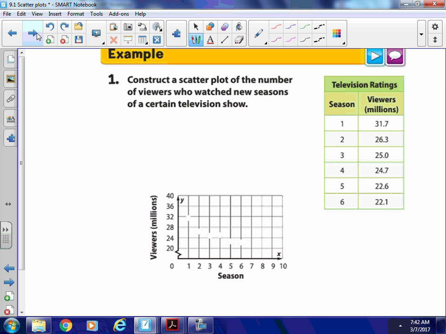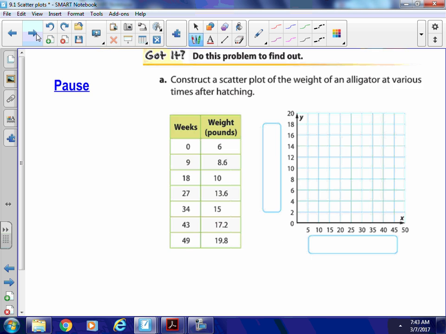Okay, so now we're supposed to graph this data. I know that season 1 had 31.7. That goes right about there, just under 32. And for season 2, 26.3. And season 3 had 25, and so on. And it's as easy as that. You can do it. Pause the video, and you try this one on your own.